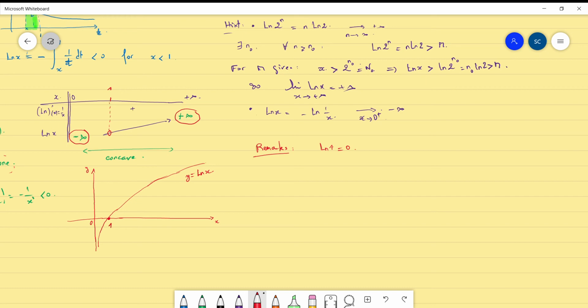Then for x, we know by the intermediate value theorem that the value y equal 1 is attained somewhere. And this value is what we call e. By the intermediate value theorem, there exists a c, which is e, greater than 0, such that ln of this e is 1. And this value e is the Neperian number.